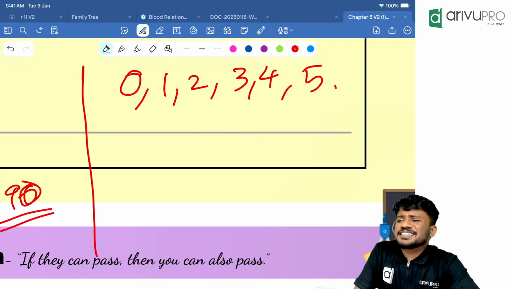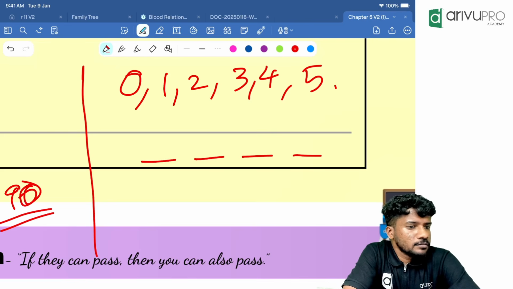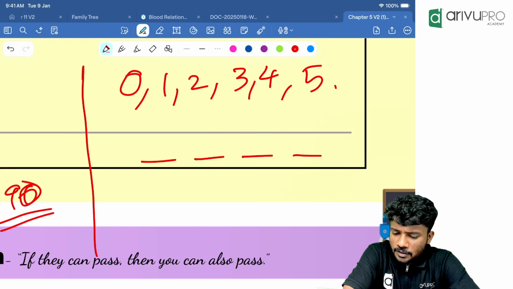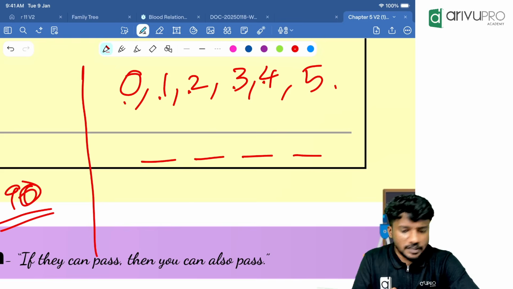Form a 4-digit number, that's all, with repetition. Odd number and even number, nothing is there. No condition. A 4-digit number with repetition. How many digits are there in total? 1, 2, 3, 4, 5, 6, so 6 digits are there in total.